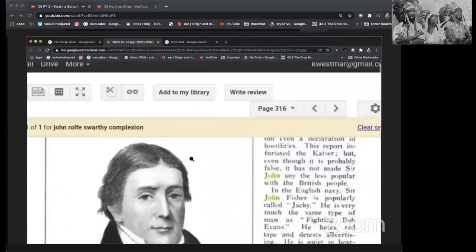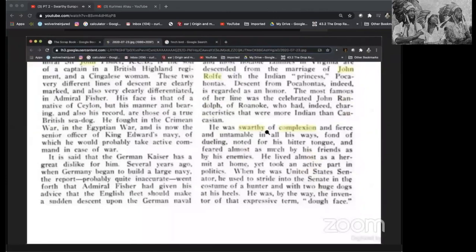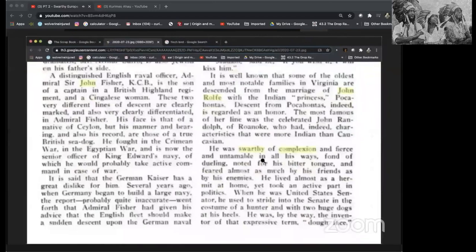Body snatchers. Well, what does it say here? It says he was swarthy of complexion and fierce and untamable in all his ways, fond of dueling, noted for his bitter tongue, and feared as much by his friends as his enemies. He lived almost as a hermit at home, yet took an active part in politics. When he was a United States Senator, he used to stride into the Senate in the costume of a hunter. You hear what is going on? This guy was dressed, not this fake guy, but John Randolph, the real John Randolph, the swarthy complexion son of Pocahontas. He was a senator. Did you know that? And he was a swarthy guy.